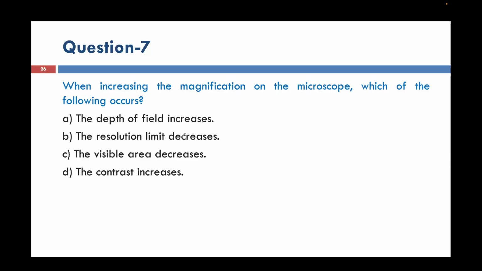When we increase the magnification, the visible area decreases. It has nothing to do with the resolution limit, because that depends on the wavelength of our incident beam. The contrast depends on the aperture that we are putting in our optical system, and the depth of field formula is n lambda divided by numerical aperture squared. So with magnification, only the visible area decreases.